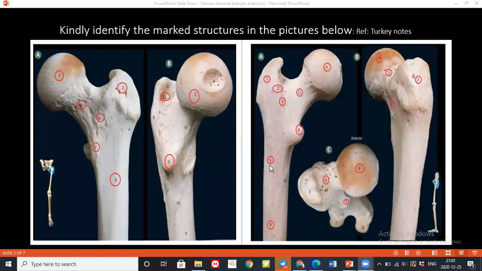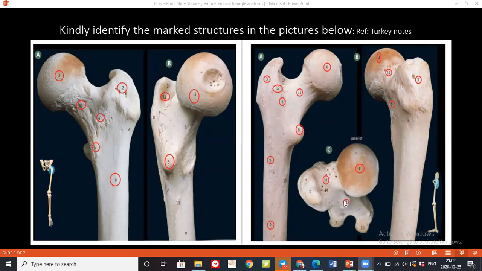Okay, good. Number 2, please. It's a shaft, but what do we call it? It's not the shaft. It's all right. Number 9, please. This is the shaft, isn't it? Yes, this is the shaft. Linea aspera, okay. What is 11? Number 11 here, in picture C. It's the view from above, so it's the neck.